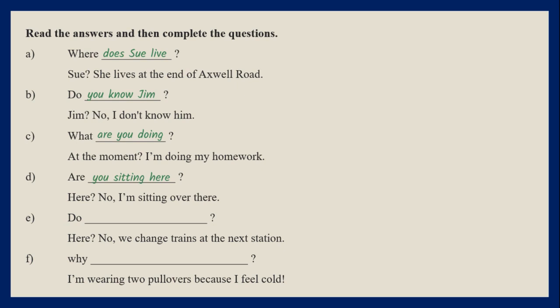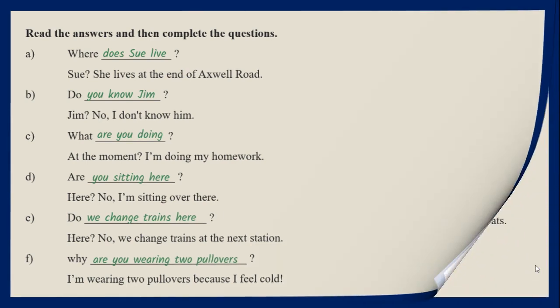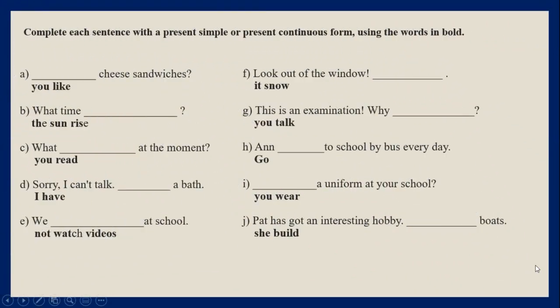E, here? No. We change trains at the next station. The question is, do we change trains here? Again, we are asking about a fact. F, I'm wearing 2 pullovers because I feel cold. The question is, why are you wearing 2 pullovers? Describing something which is happening at the moment of speaking, or generally, when we are talking about clothes, we use present continuous. When we are describing someone is wearing, for example, 2 pullovers or a black shirt, we use present continuous.